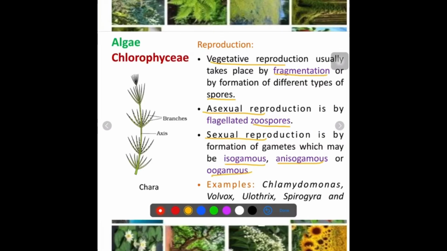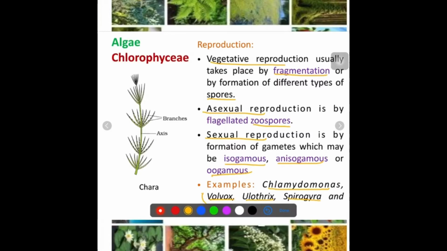And the examples of chlorophyceae are chlamydomonas, volvox, ulothrix, spirogyra, and last it is chara. Okay, these are the examples you can find in a chlorophyceae. So remember the examples. Which are the examples? Chlamydomonas, volvox, ulothrix, spirogyra, and chara. These are the examples of chlorophyceae.